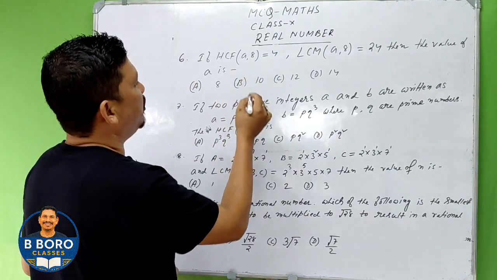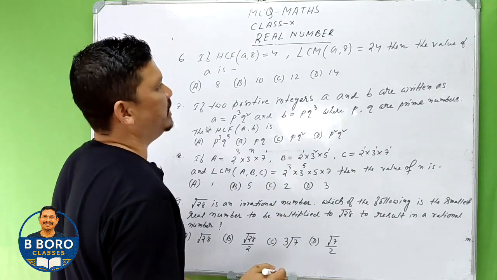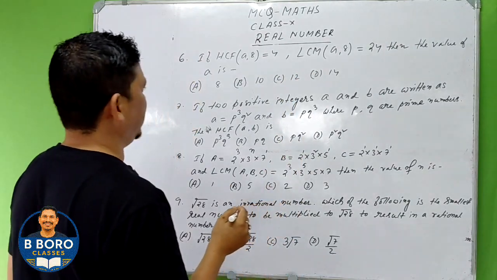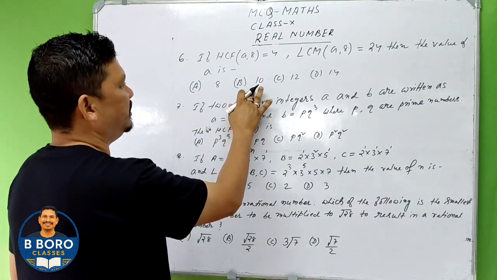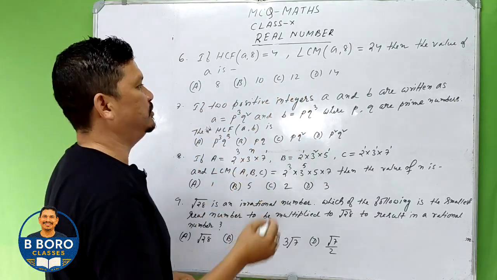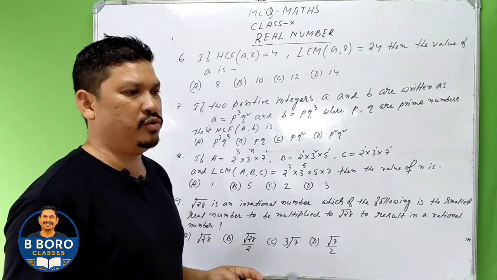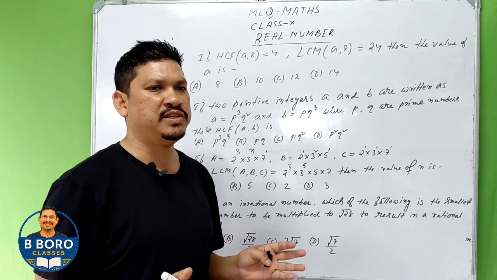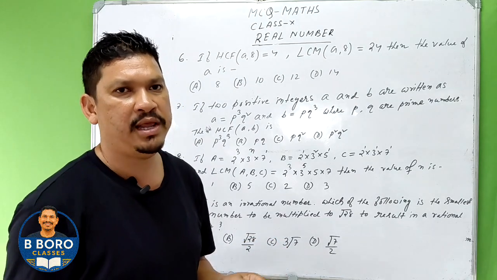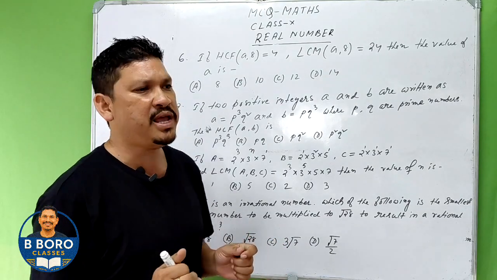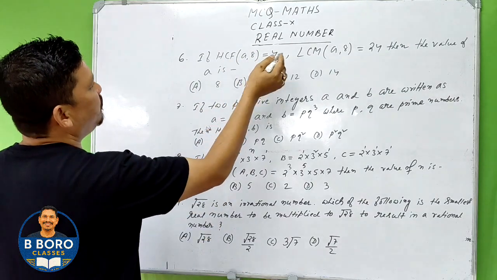If HCF(a, 8) equals 4 and LCM(a, 8) equals 24, then the value of a is. We are given 4 options: option A 8, option B 10, option C 12 and option D 14. To solve this type of question, there is a formula. So what is the formula? LCM of any two numbers times HCF of those two numbers should be equal to the product of the numbers.